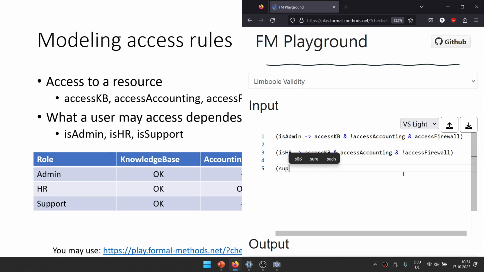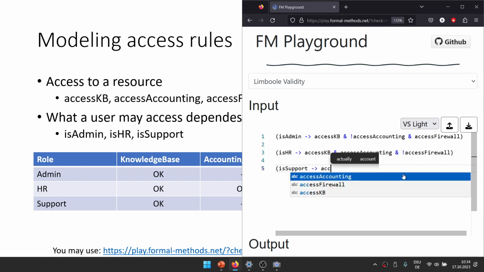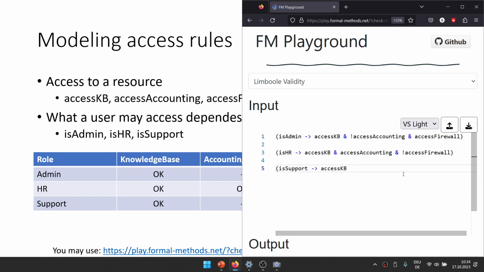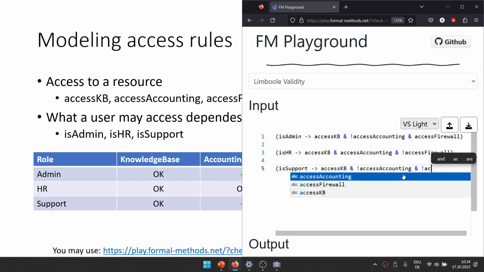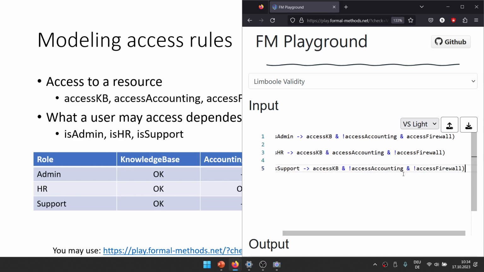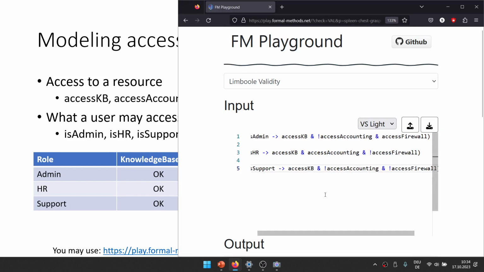Then the last one. Support would imply access knowledge base and not access accounting and not access firewall. Good. Well, now we certainly have some more formulas.